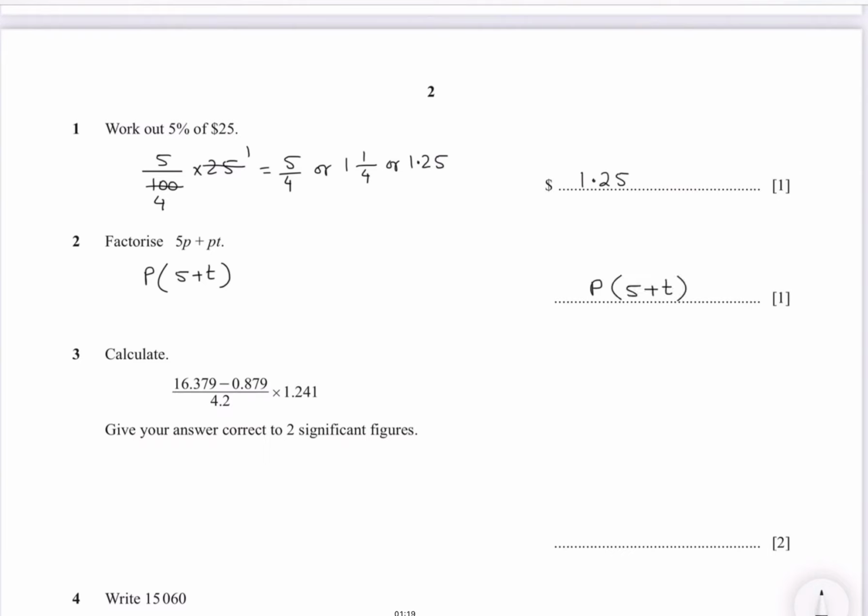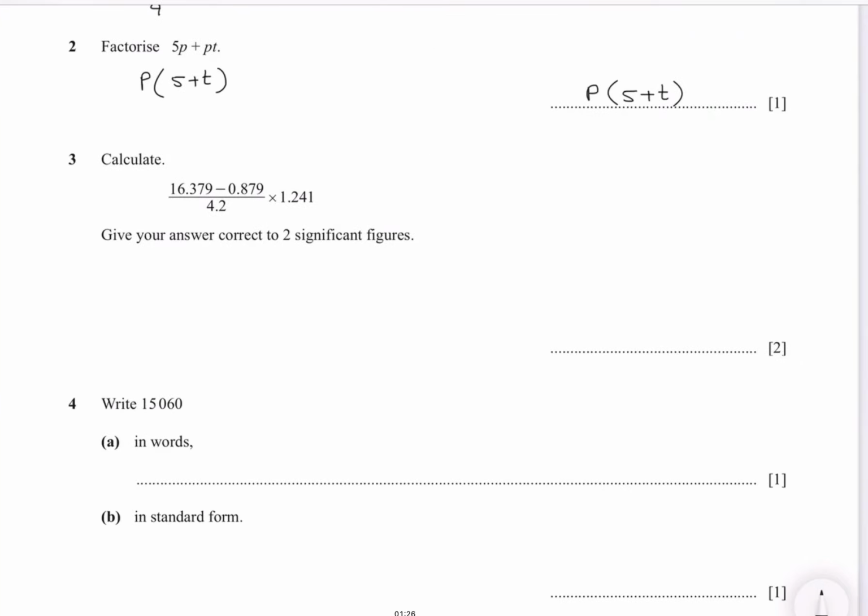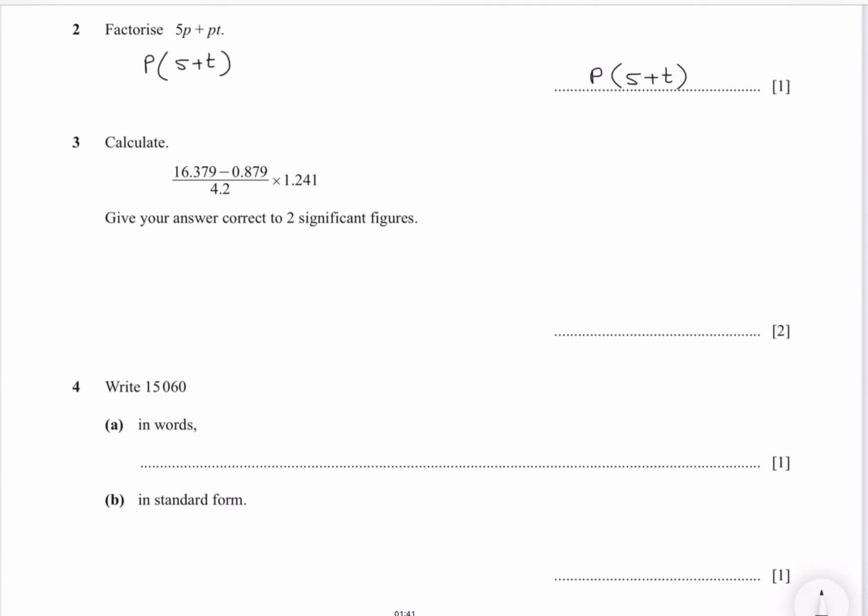In question number 3, calculate this value. So this is a whole calculator question, so you put the values in your calculator and give your answer, but up to 2 significant figures. So your answer is 3.690 into 1.24 and the final answer is 4.6. This is 2 SF.